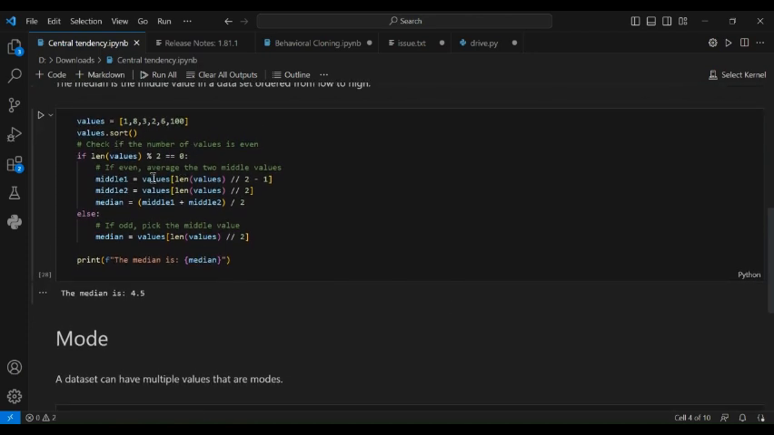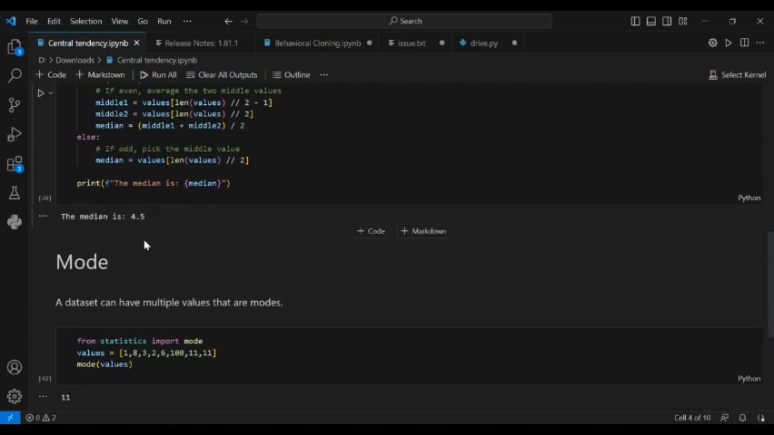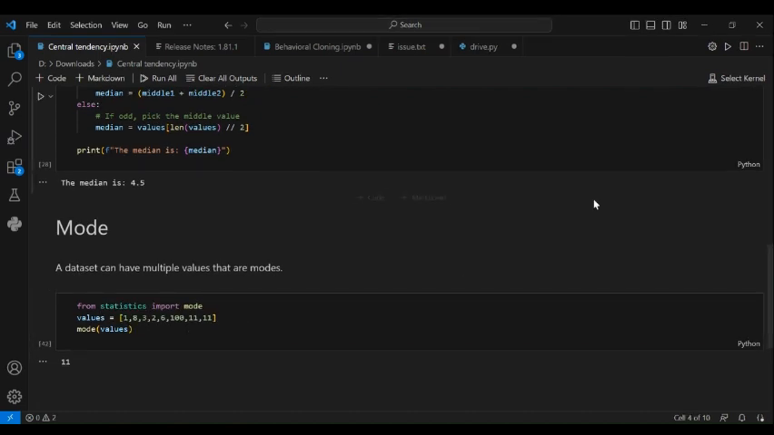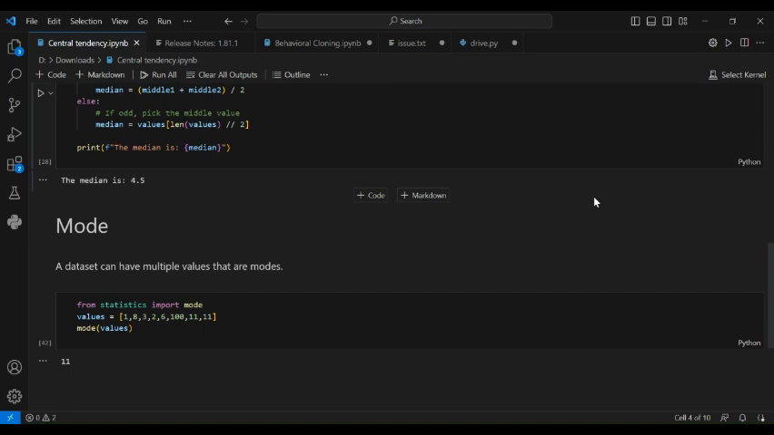Based on that, I have imputed using some of the techniques. And the mode is a value where a data set can have multiple values called the mode. In the values that I have taken, 11 appears two times, so based on that I calculated the mode. I hope you found this video useful.